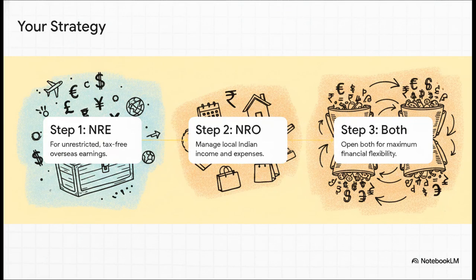So let's wrap your ultimate strategy up into 3 simple steps. Step 1, use an NRE account for your unrestricted tax-free overseas earnings. Step 2, use an NRO account to catch and manage any local Indian income or expenses. And step 3, honestly, for most NRIs, the absolute best strategy is just to open both. Having both buckets lets you manage all your bases with maximum flexibility and zero compliance stress.